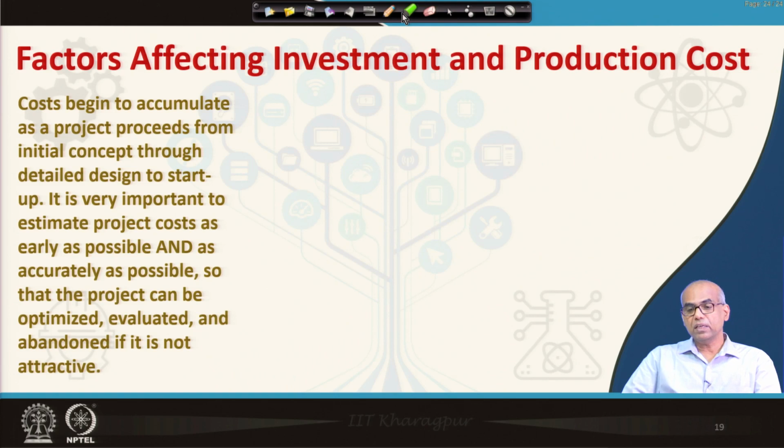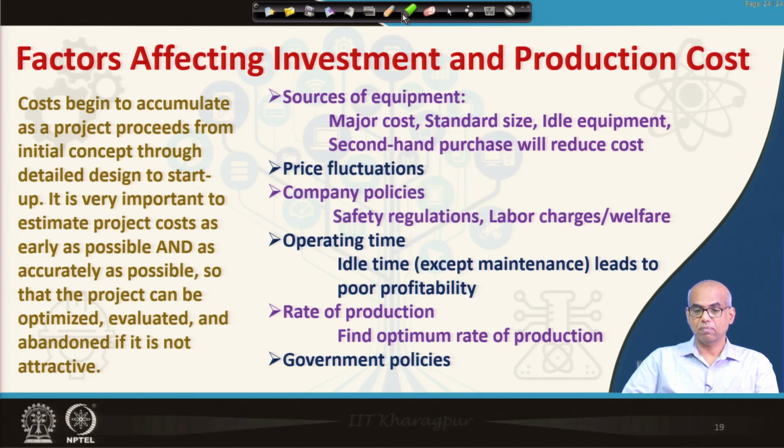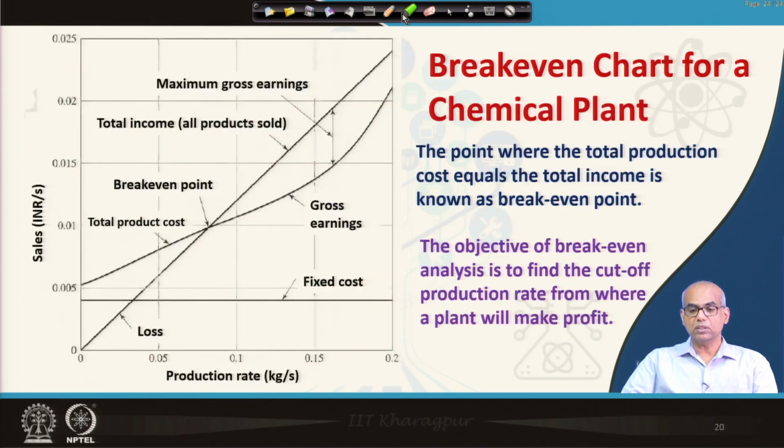Now, what are the factors affecting investment and production cost? Cost begins to accumulate as the project proceeds from initial concept through detailed design to startup. It is very important to estimate project cost as early as possible and as accurately as possible, so that the project can be optimized, evaluated and abandoned if it is not attractive. So, these are the several factors: sources of equipment, price fluctuations, company policies, operating time, rate of production and government policies. Among these, let us briefly talk about rate of production. This leads to a concept called break-even point.